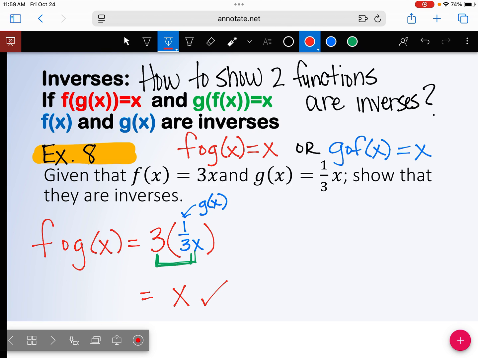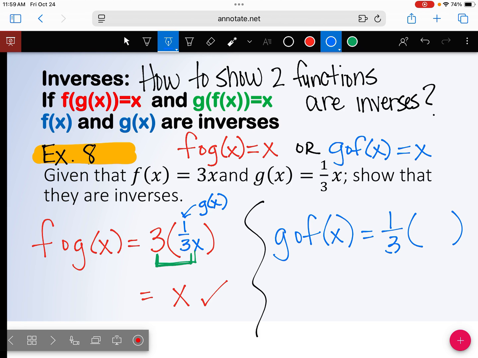But I just want to make sure you all understand. So I'm going to do the other one, but you only have to pick one. So I'm going to do the other one too. So my g function says 1/3 times something, and the something is 3x. This is my f function. And again, we get x. So it's inverse if you get x. You have to get x. If you get anything other than x, they're not inverses.